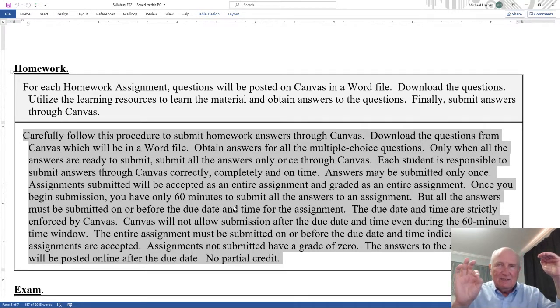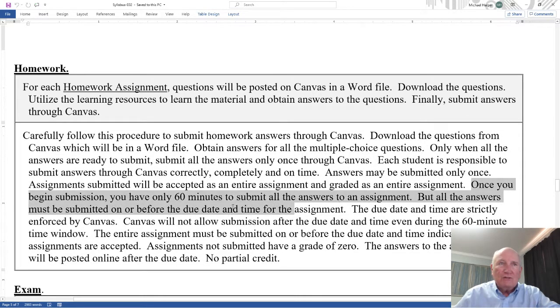do you submit it. And once you begin submission, you only have 60 minutes to submit all the answers on an assignment. Every semester, people make mistakes. They click submit, and they're not ready to submit. Don't click submit until you have all the answers. Download the homework, get all your answers, and then submit only when you're ready, because you can only do it one time. You have 60 minutes. If you have all the answers, it takes you 4 or 5 minutes to submit them, because they're all multiple choice. Click, click, click, click, click, you're done. The 60 minutes is more than enough time to do all the work.